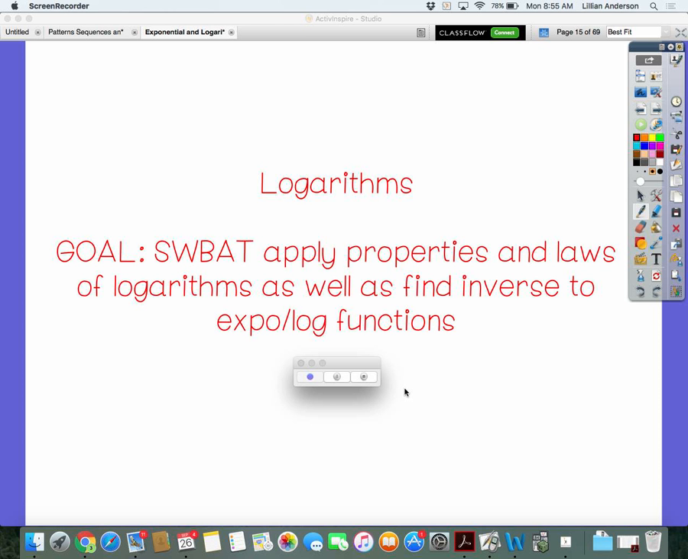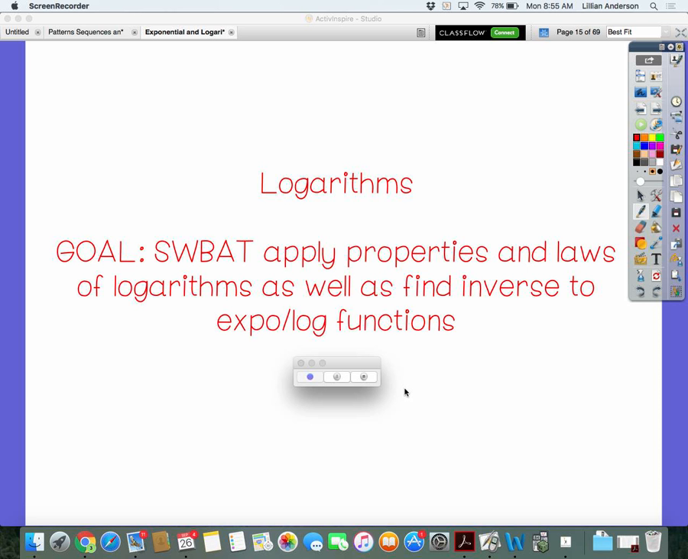Last time, we talked about exponential functions and their laws and properties of exponents. Today we're going to be talking about logarithms. We're going to look at their properties and their laws, and we're going to be able to apply them, as well as find inverses of exponential and log functions. Okay, that's what we're doing today.